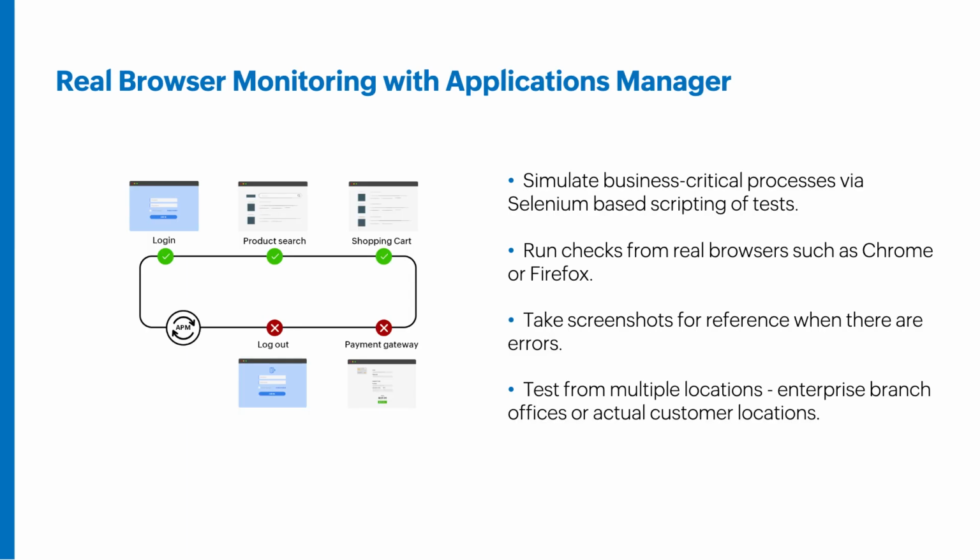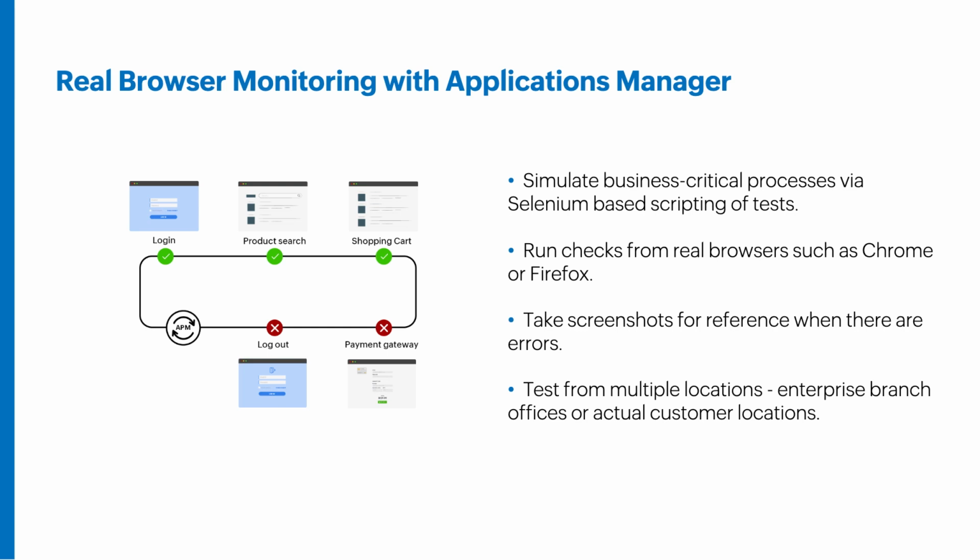So let us see how Applications Manager's real browser monitoring facilitates synthetic transaction monitoring. Applications Manager's synthetic transaction monitoring feature, which is also known as the real browser monitor in Applications Manager, opens up an actual browser like Firefox from multiple locations and tracks how many elements in your website load from that location, and more specifically, the way your users view them. So what can you do with Applications Manager's real browser monitor?